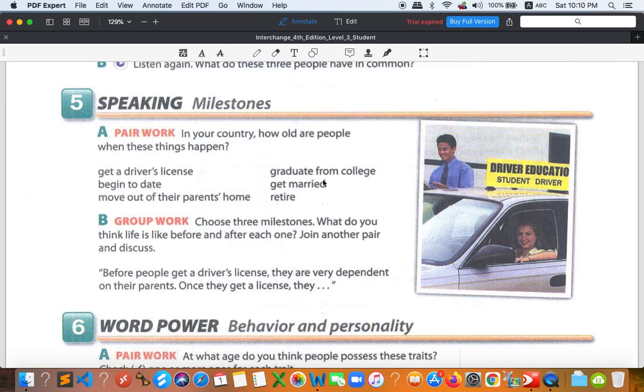Next one, get married. I don't know. It's pretty hard to specify the exact age to get married sometimes. When you have a first job, or when you have a lot of money, or when you have a business, or when you start your university, I don't know, or whenever you finish grade 12, then you start thinking about the relationship by having someone to live with for the rest of your life.